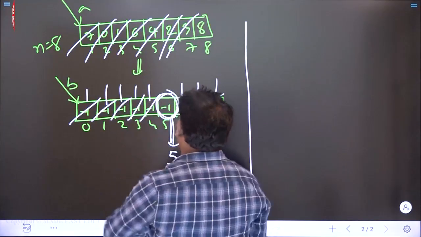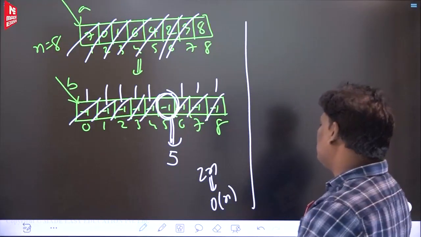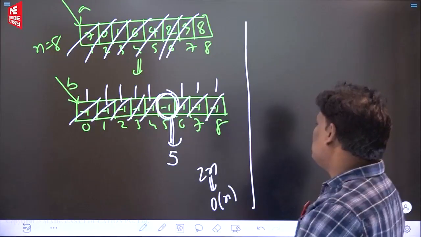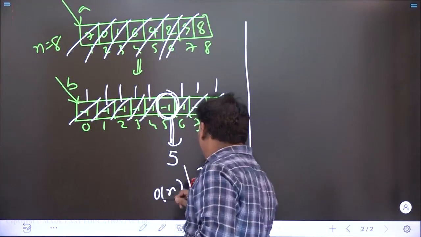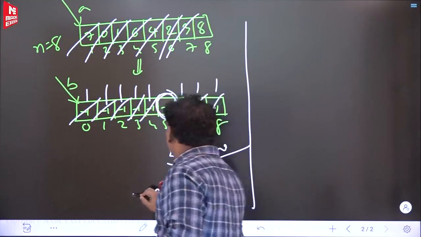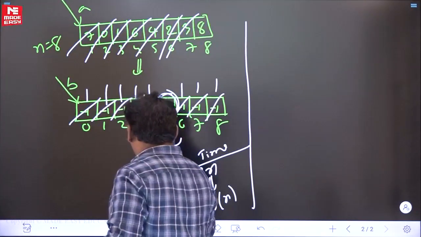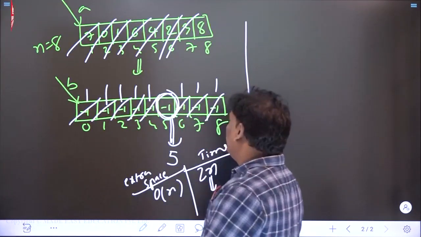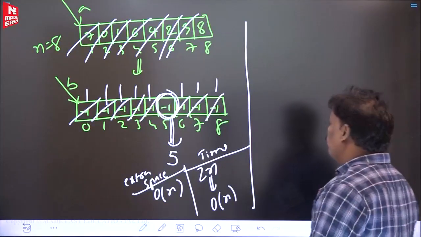But you are taking some extra space also. The B array is extra space. So the extra space is n, maybe n plus 1. See this one: this is the time complexity, and this is the extra space. So for this problem, what is the time complexity? Order of n. What is the extra space? Order of n.